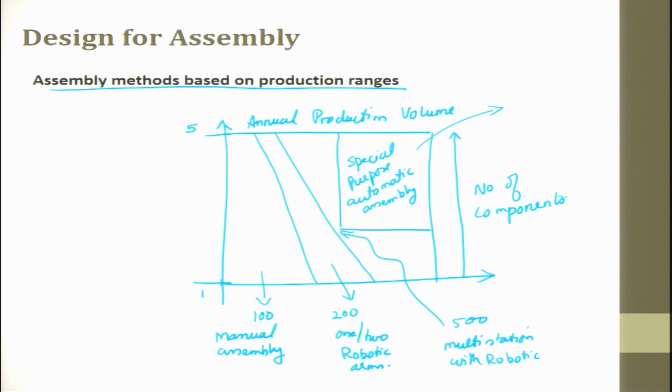This manual is done by a human being. So, you can do parts up to 5 and the total annual production volume is 100. When it is 1 or 2 robotic arms, up to 200 annual production volume, you can do that. When it is 500, you go for this. When it is more than that, you go for this. And please do not go by these numbers. These numbers are just to give you a feel for what happens as the number of parts increases and what happens when the production rate increases. These 100, 200, 500 are not sacrosanct numbers, these are just for your understanding.